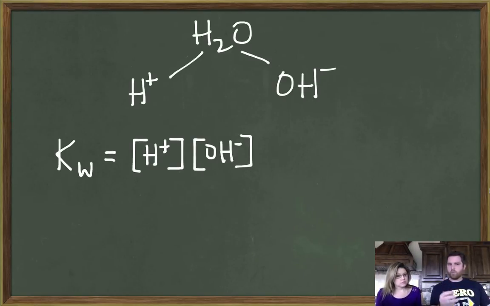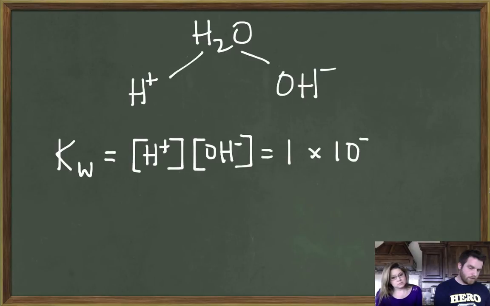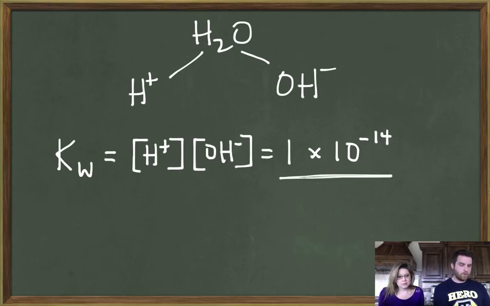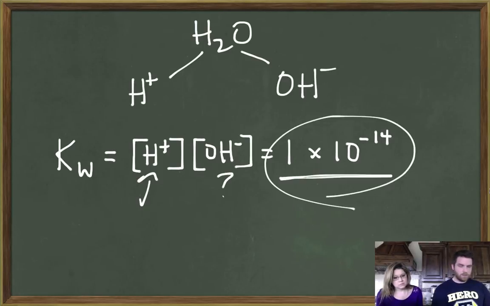So in water, whenever you multiply the concentrations of those two ions together, you always get 1 times 10 to the negative 14th. Always. So Kw equals 1 times 10 to the negative 14. And this is helpful because if you know the concentration of one ion, but not the other, you can use this to help you figure it out.